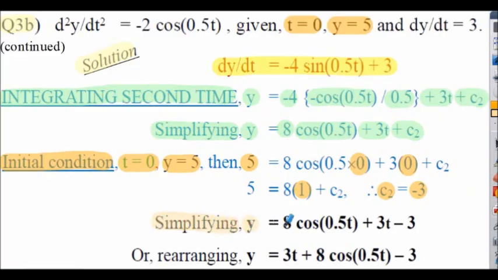Simplifying, y is equal to 8 multiplied by the cos of 0.5t plus 3t minus 3. What I've done on the final line is slightly rearrange the terms, just bringing the 3t term to the front of the expression, which is a convention for this particular problem to have the t in front of the cos t term. So that's the full solution for question 3b.